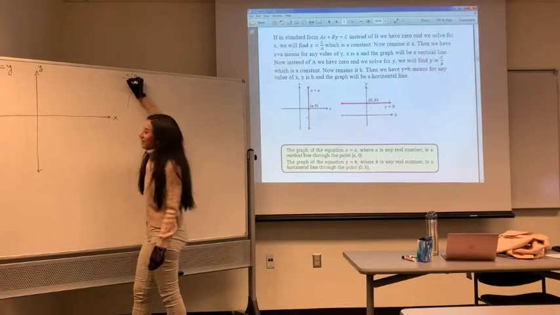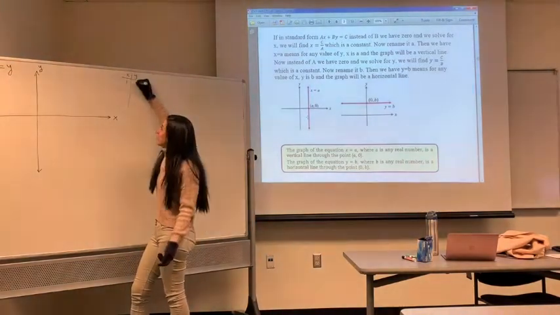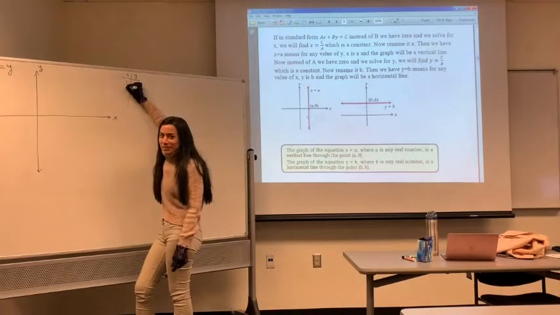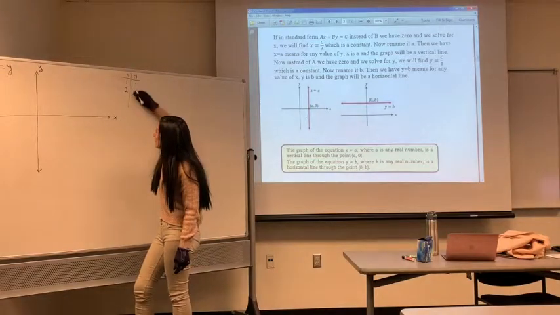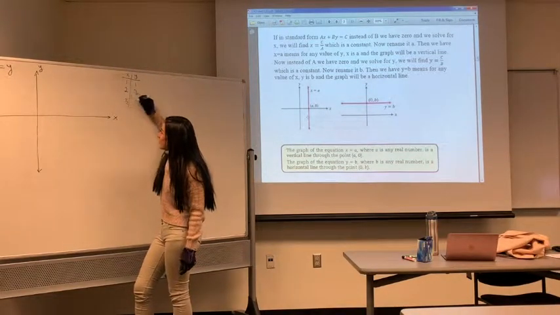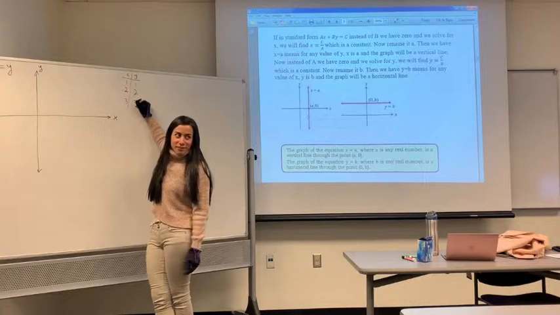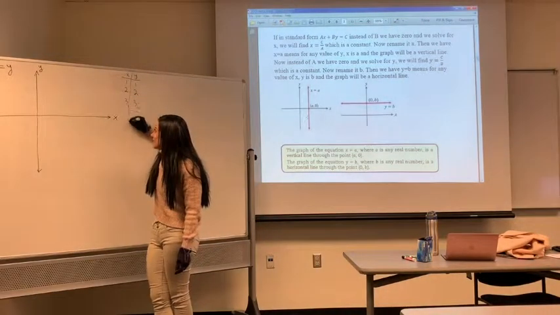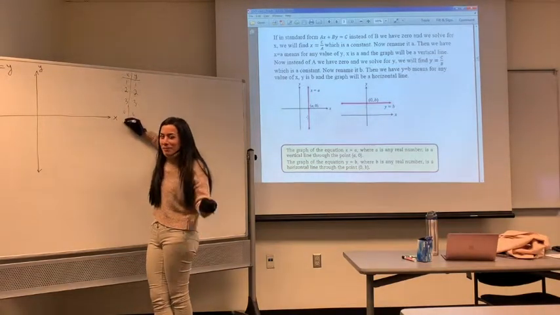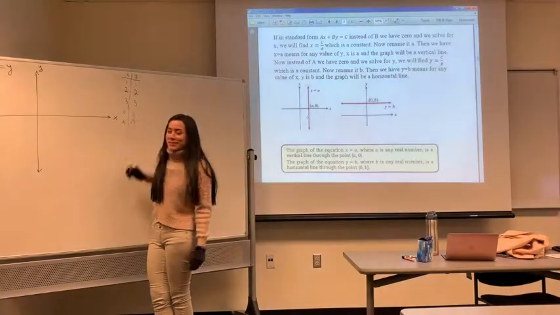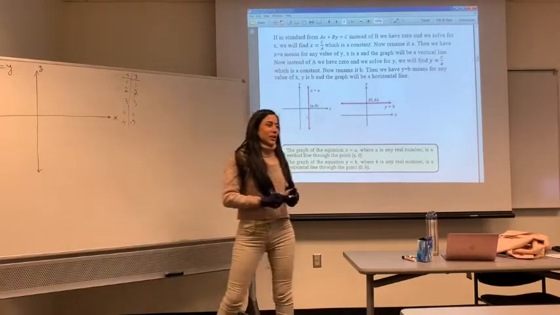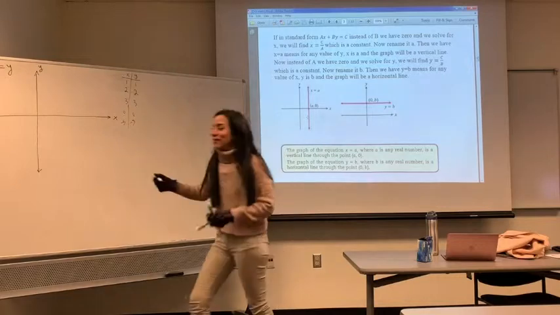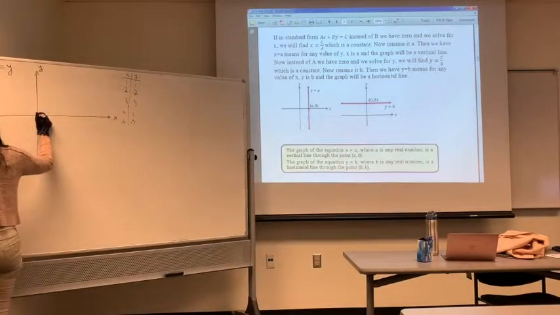X is here, Y is here. You said 1 and 1. For 1, y is 1, right? And then 2, 2, and 3, 3. What about 0, 0? What about negative 5, negative 5? So I have many points now. The first of them is the origin itself.